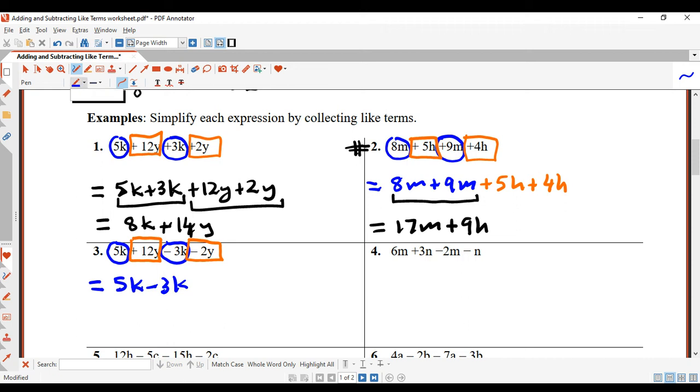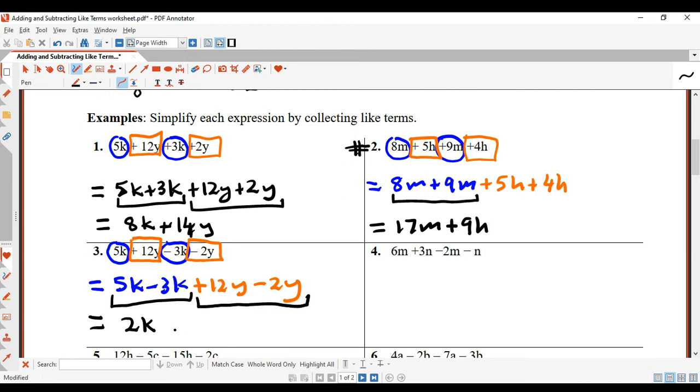And then the positive 12y and the minus 2y go together. All right, and then you're going to simplify pairs of like terms. So 5k, take away 3k is just 2k. Okay, then the next one is positive 12y, take away 2y, which is positive 10y.